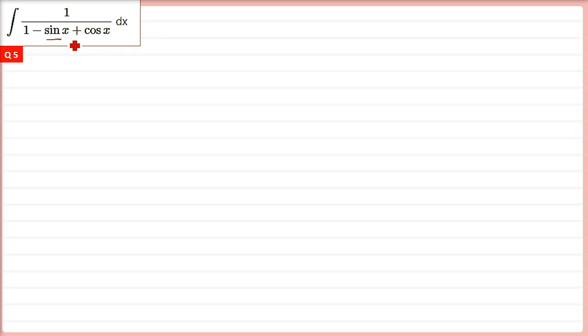So you know how to convert this sin x and then cos x. So just see the denominator first. Since we have already introduced the formulas, I'm writing the formula directly. Sin x will be 2 tan x by 2 divided by 1 plus tan square x by 2. What will be cos x? Cos x will be 1 minus tan square x by 2 divided by 1 plus tan square x by 2.